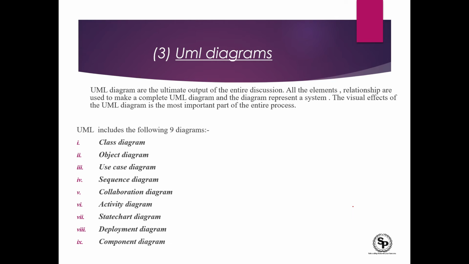UML includes the following 9 types of diagram. First one is the class diagram, second is the object diagram, then the use case diagram, sequence diagram, collaboration diagram, activity diagram, state chart diagram, deployment diagram and the component diagram.